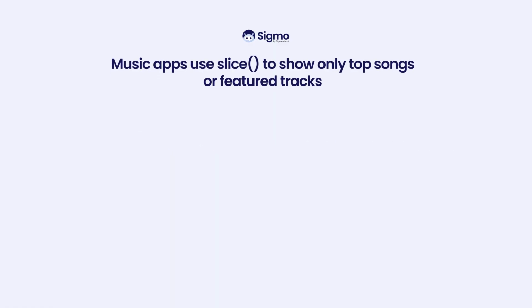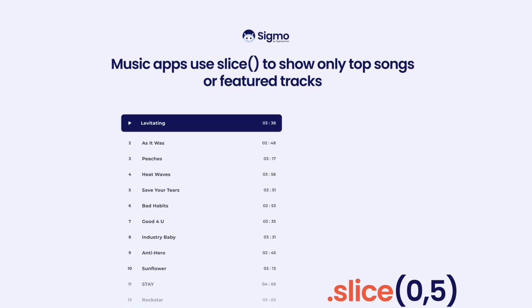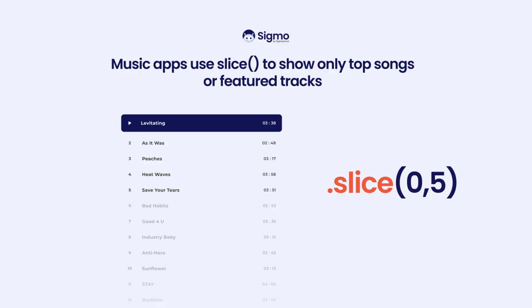A really practical example is in music apps. Imagine the home page only wants to show the top 5 trending songs. Instead of loading the entire playlist, the app can use slice to display just the first few items.